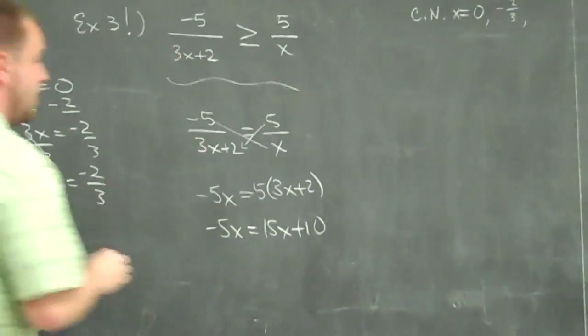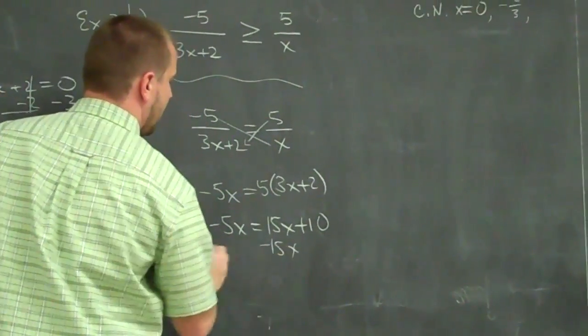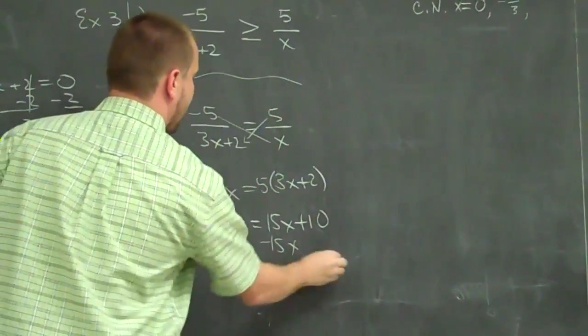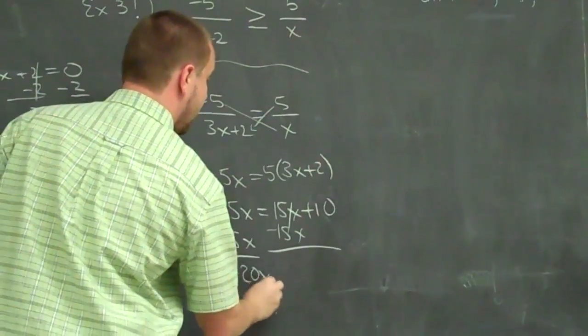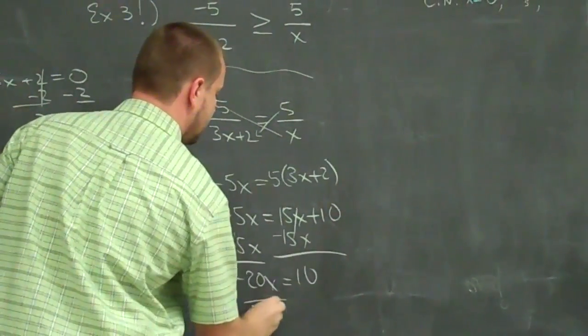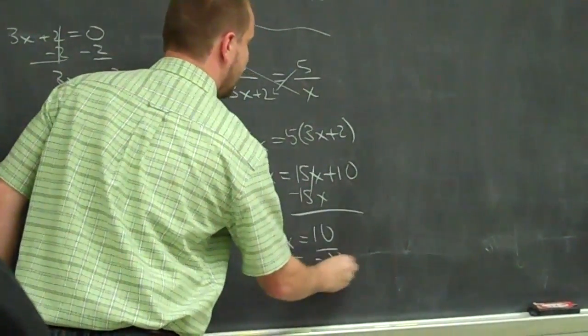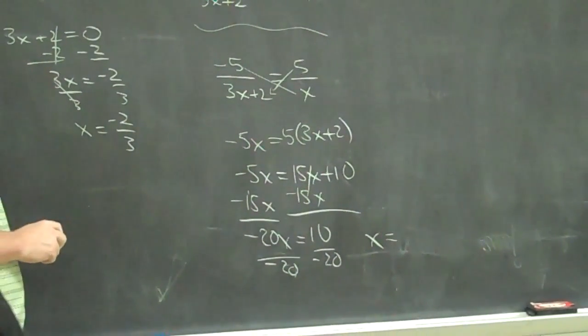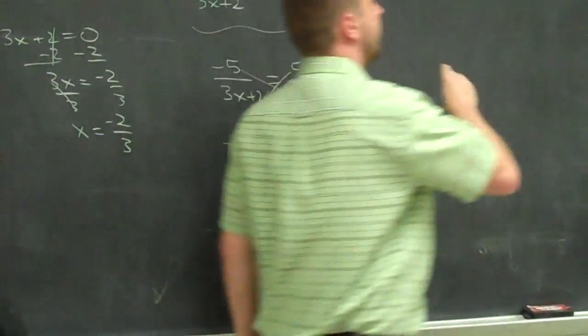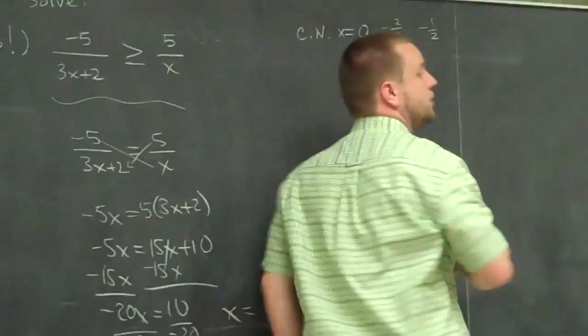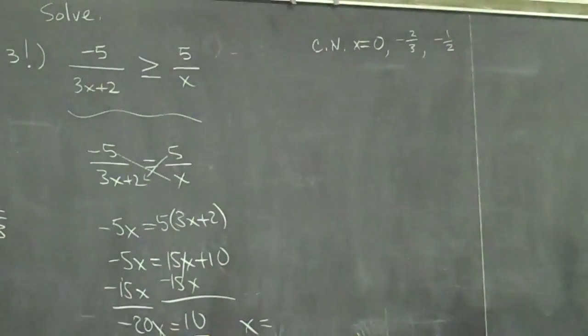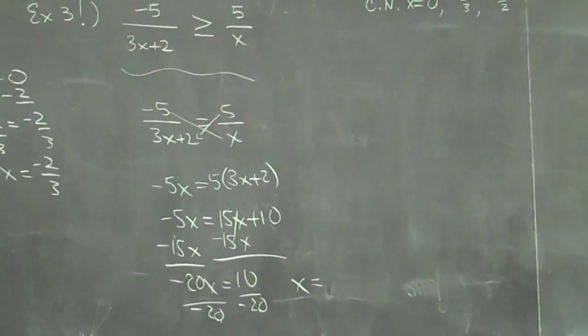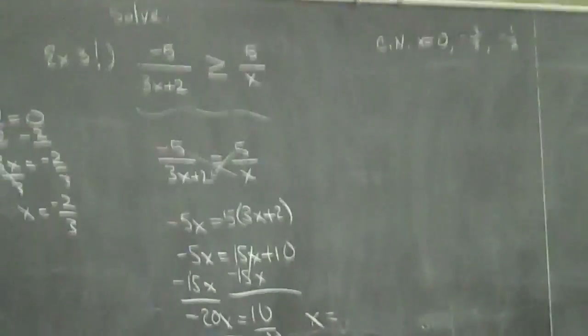So when I subtract my 15x's, I get negative 20x equals 10. So divide by the negative 20. And that's a fraction that reduces. What's 10 divided by negative 20? Negative 1/2, right? So that's my other critical number. So this is a problem where I had 3 critical numbers, and I'm going to have, therefore, 4 intervals.